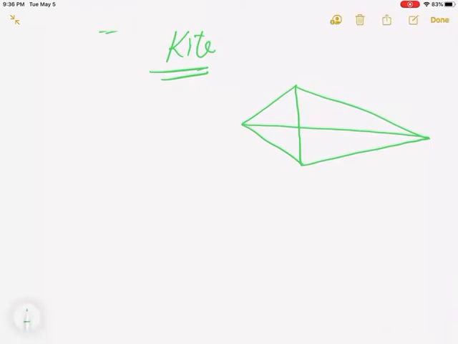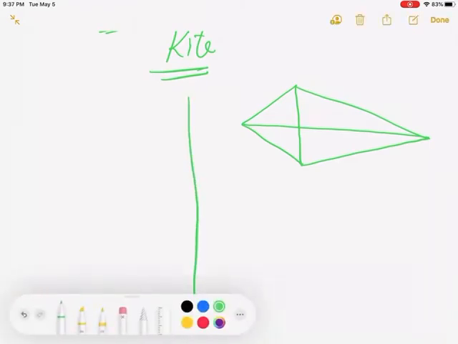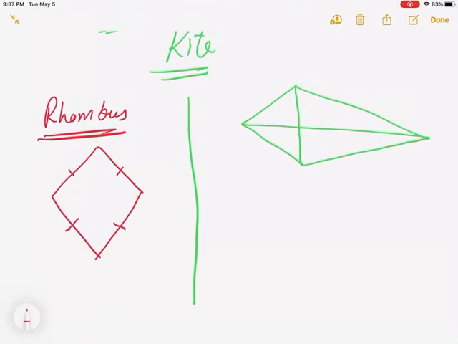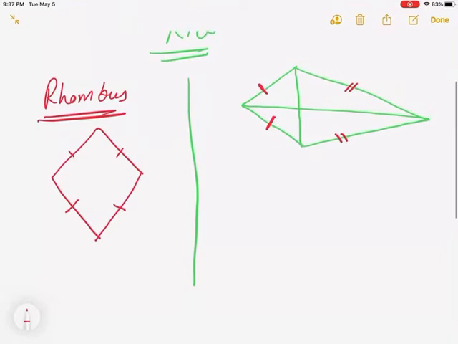It's more like a rhombus, so let me show you a few differences first. In a rhombus, all four sides are congruent, or the same. But for a kite, it's not the same. Instead, two adjacent sides, or two consecutive sides, are always going to be the same. So this side and this side are congruent, and this side is going to be congruent to that one. Two adjacent sides are always congruent, never opposite.